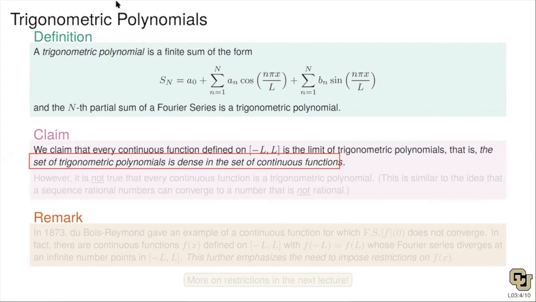Now, here's the very subtle point that I want us to all appreciate. I'm not saying every continuous function is a trigonometric polynomial. I'm saying every continuous function is the limit of trigonometric polynomials. So we can approximate the continuous function as accurately as we would like with our trigonometric polynomials by just using more and more terms from the series. But the function we're approximating is not a trigonometric polynomial.